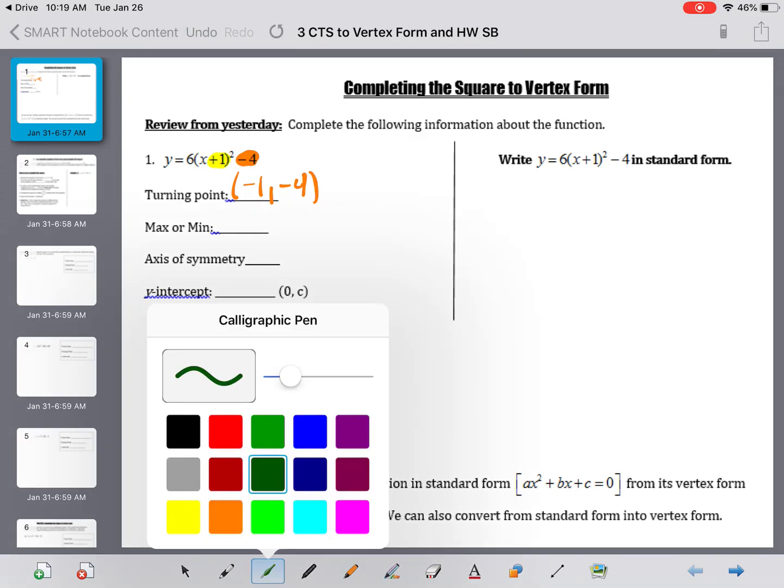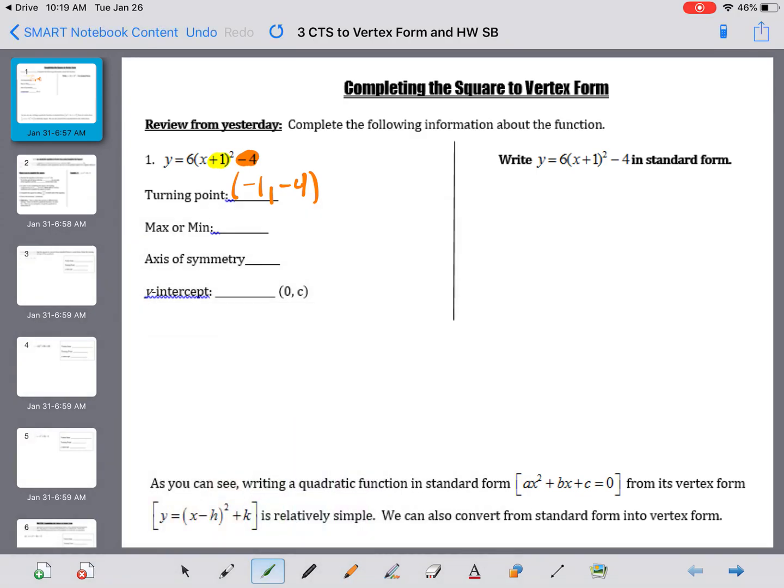The graph is positive. There's no negative out in front, so that means it's opening upwards. So the turning point is a min. The axis of symmetry is just x equals whatever the x value of your vertex is, which is -1. And the y-intercept, you can either plug in 0, or we can wait and see what this is in standard form and then get our y-intercept from there.